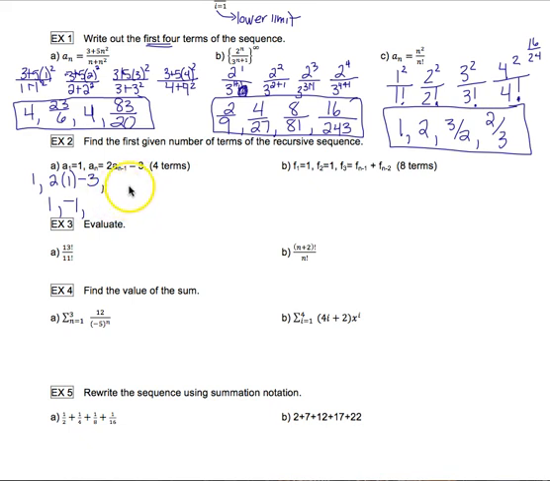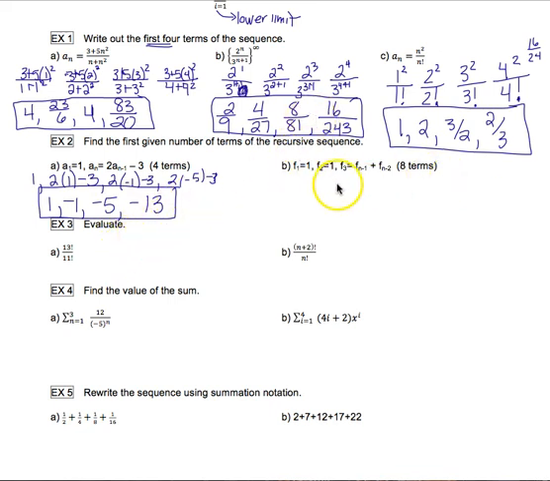The third term is based on the term before it because this says n minus 1. So the term before it was -1. So I do 2 times -1 minus 3, which gives me -5. And then the fourth term, 2 times -5 minus 3, which gives me -13. And there are my 4 terms.